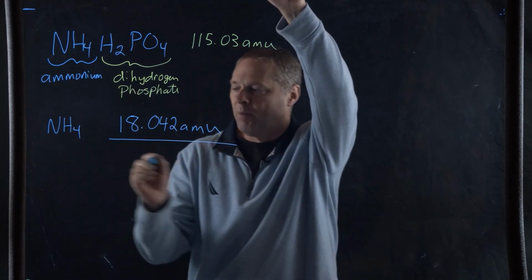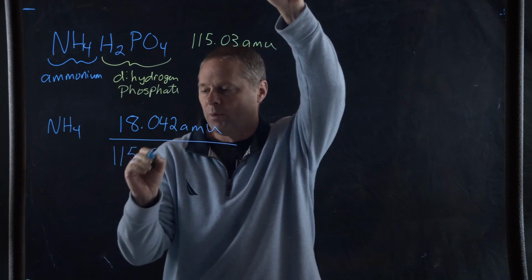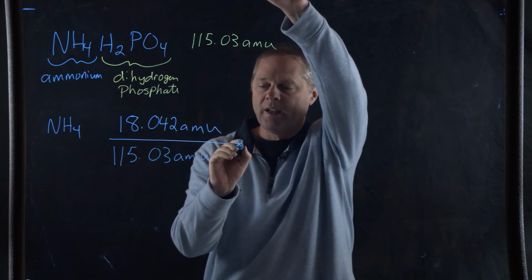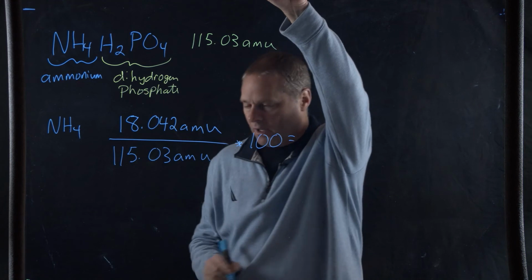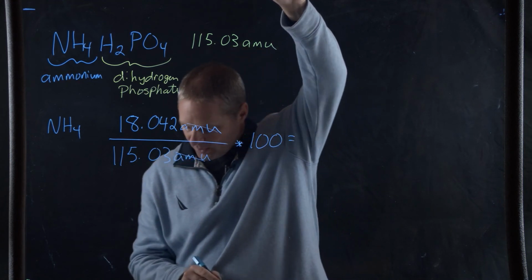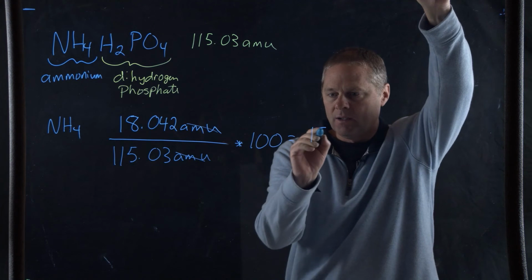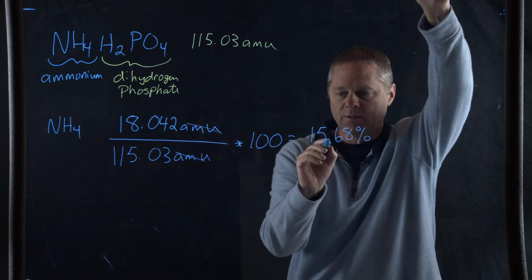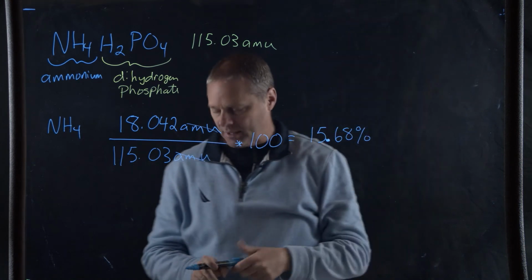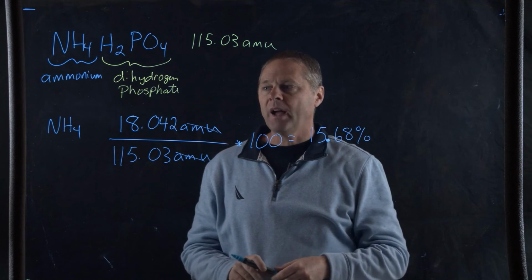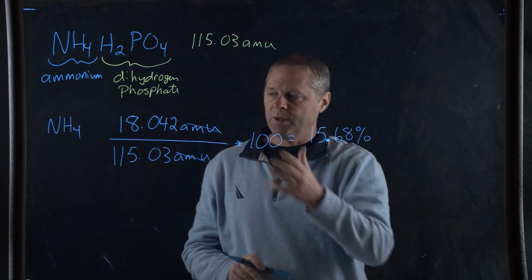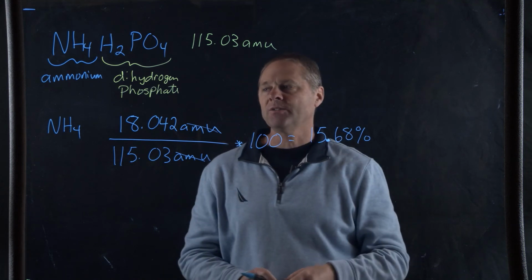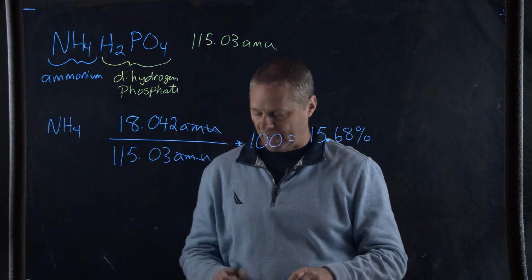If we divide that by 115.03 AMU and multiply that by 100, once again our AMUs cancel, and we get 15.68%. So 15.68% of the mass of ammonium dihydrogen phosphate is due to the ammonium cation.